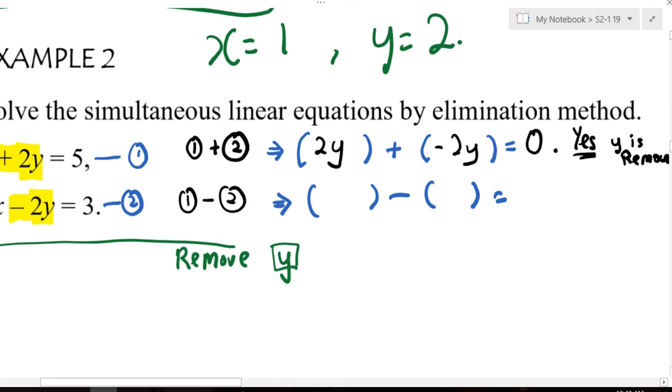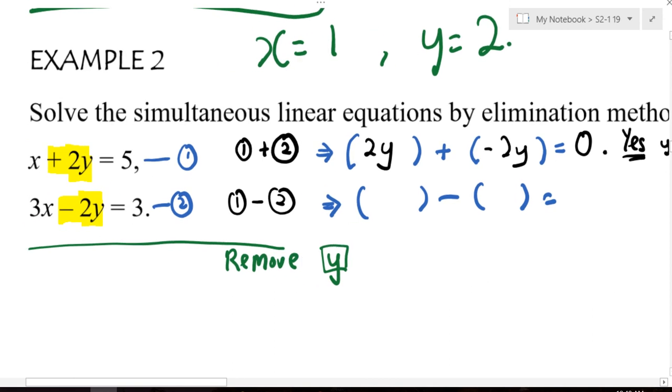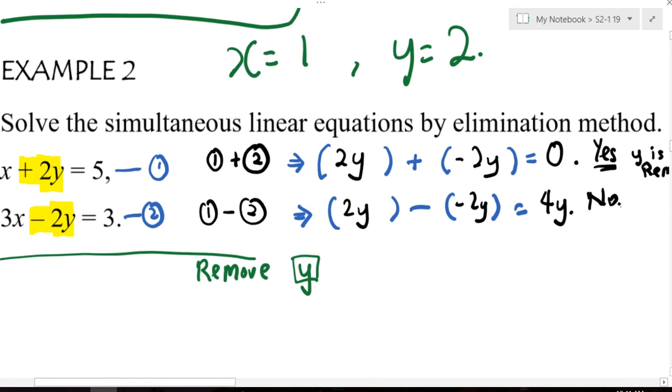Now, good question. Now, Danish again, Orlando later I'll answer you. If I take equation 1 minus equation 2, what will happen? I will take 2y minus negative 2y, right? Then you say plus, right? So I will take 2y minus negative 2y. How many y is that? 4y. No, I did not remove y. Am I correct? Y is not removed. Do you see that? So, Orlando question later.